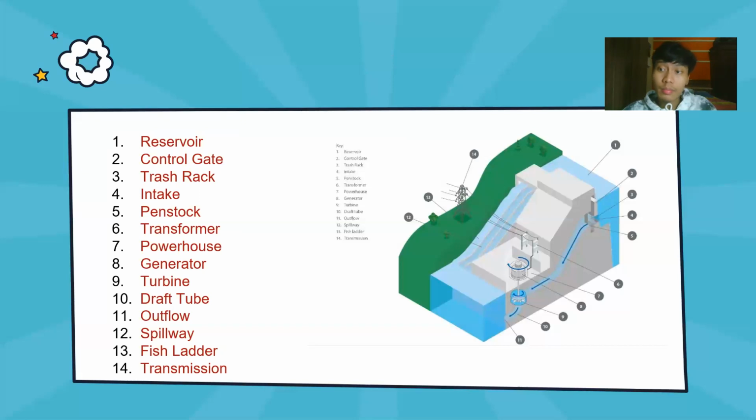The second is the control gate, a regulator of the entry of water into the penstock that goes to the turbine, which is controlled from the control room. The third one is the trash rack, which functions to filter various types of dirt so that it does not enter the penstock. The fourth is the intake. The intake is the water entry gap from the dam that will flow to the penstock pipe.